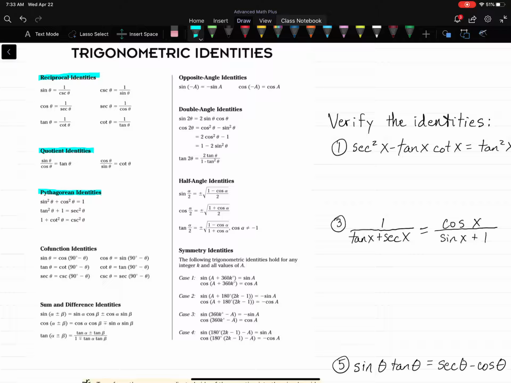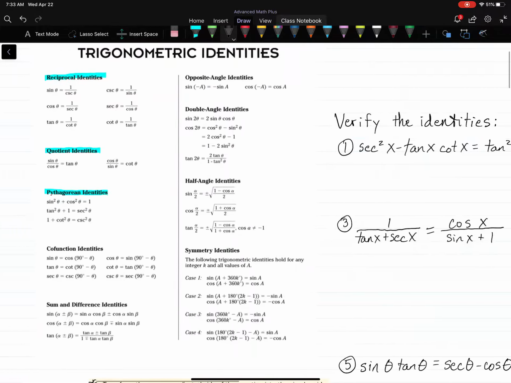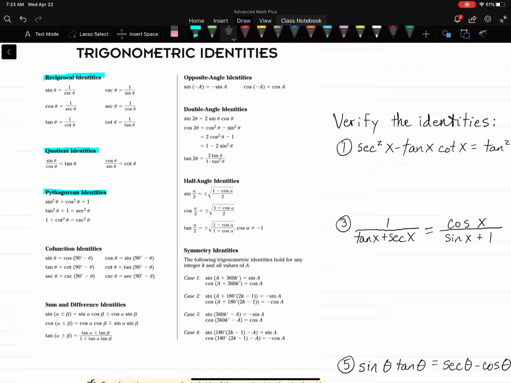So for our first example here, we have secant squared x minus tangent x times cotangent x equals tangent squared x. Again, the more familiar you are with your identities, the easier these will be. I wish there was a better way of learning it, but doing them is the only way to learn. This is kind of teaching you how to think mathematically. How can I replace and move and just maneuver my information around until it equals, okay?